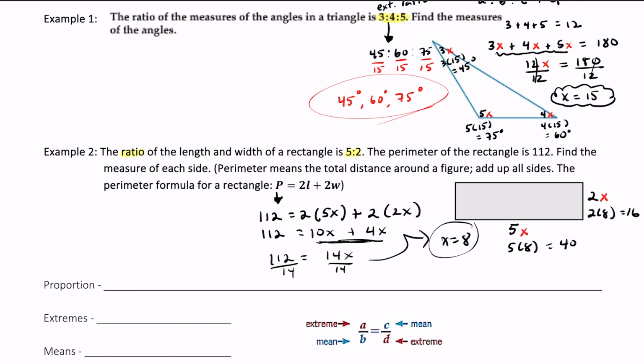If you remember back in Unit 6, we talked about rectangles. A rectangle is a parallelogram, and remember, a parallelogram, opposite sides are congruent. So if this is 2x, this is 2x. If this is 5x, this is 5x. Just add up all the sides there and set that equal to your perimeter, which in this case is 112.